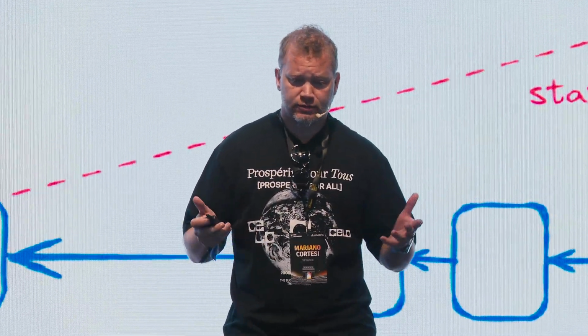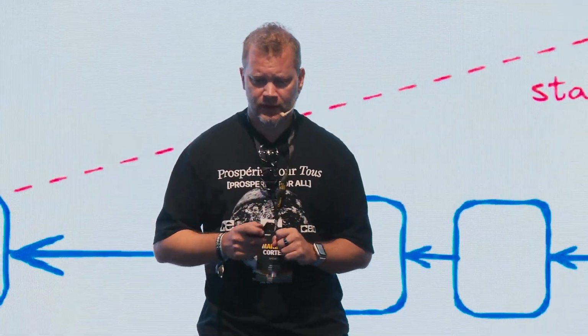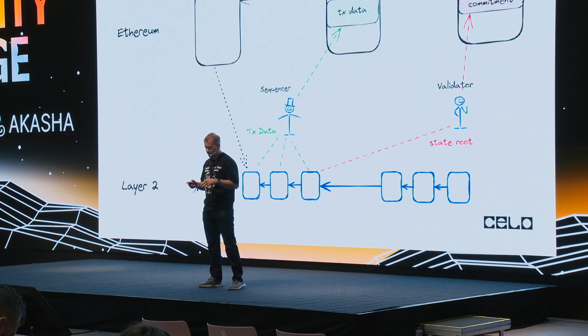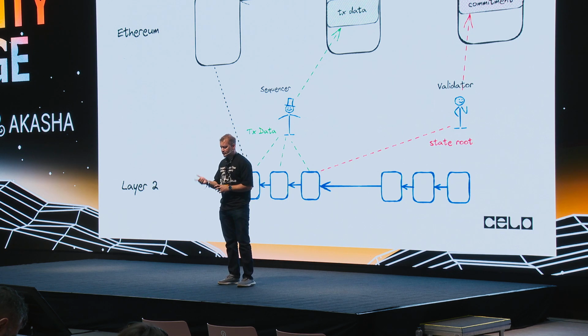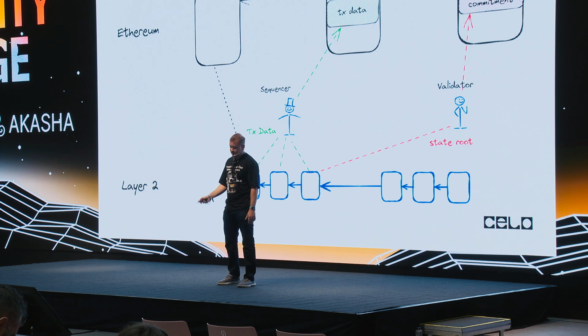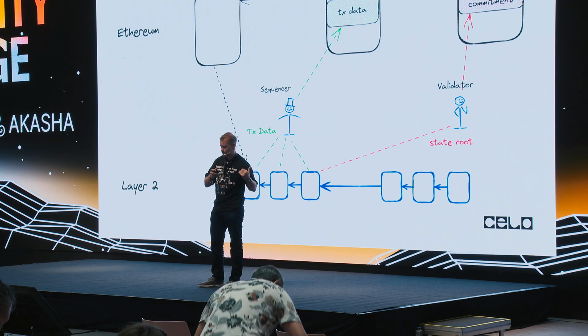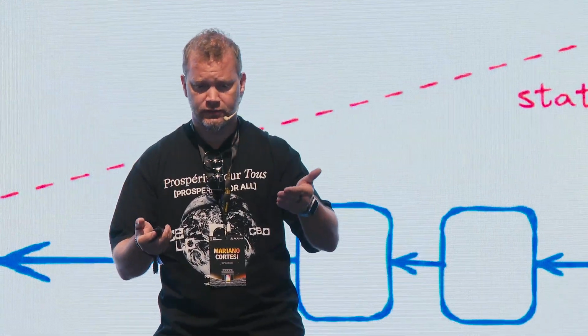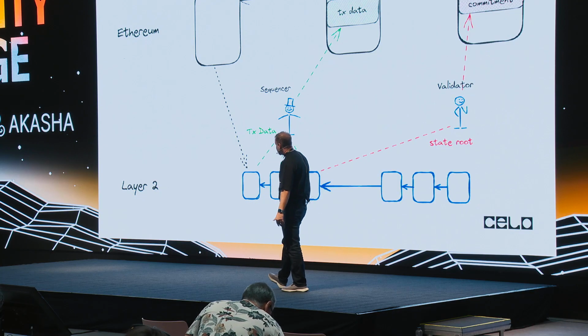So the sequencer is responsible for creating these L2 blocks. It's going to probably distribute them among these L2 nodes out there. But more importantly, it needs to send the transaction data, everything that you need to reconstruct state, to the L1. So they send this TX data to the L1. And actually, that's enough, right?